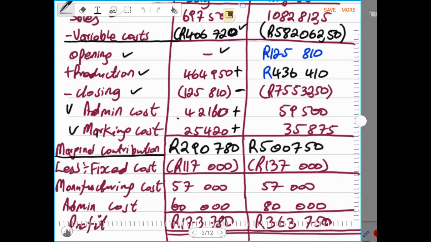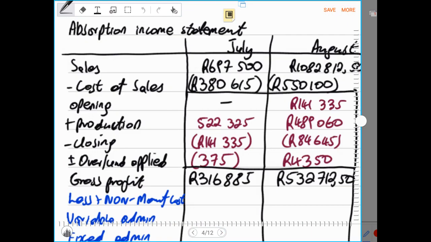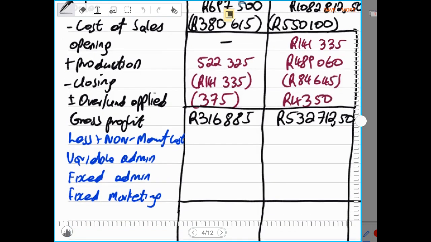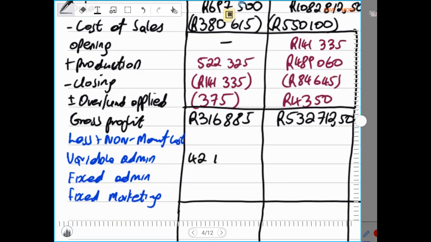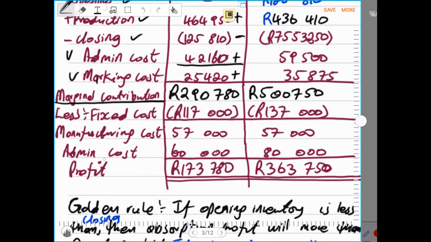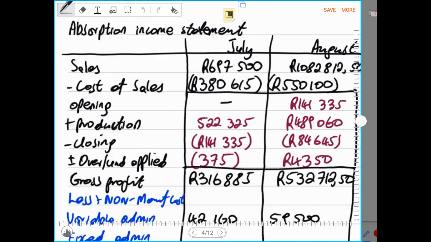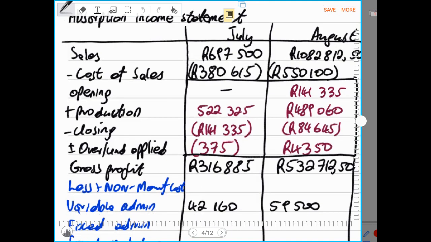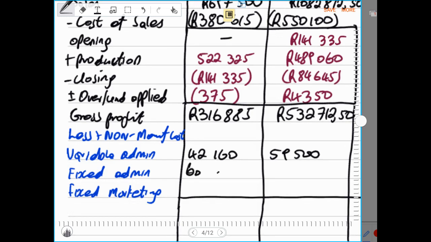Our admin cost was 42,160 and 59,500. Our fixed admin amounted to 60,000 and 80,000. Our fixed admin, it was 60,000, and it went up by 20,000. It became 80,000.